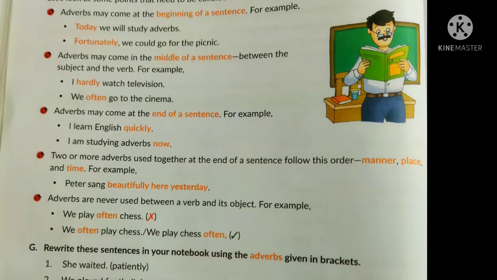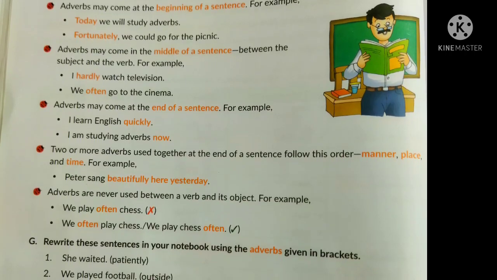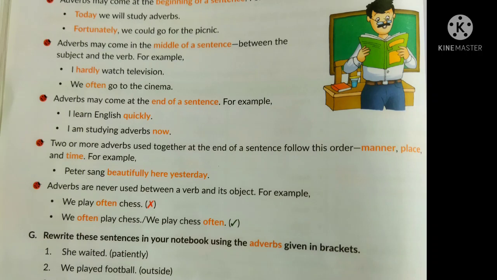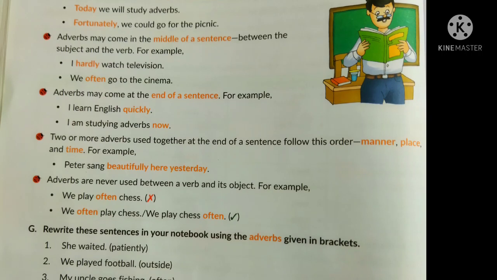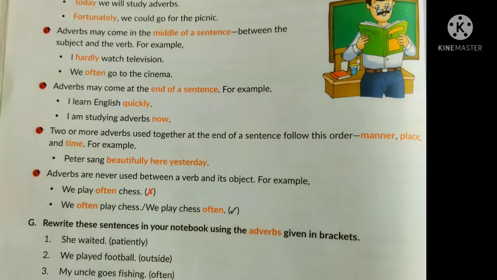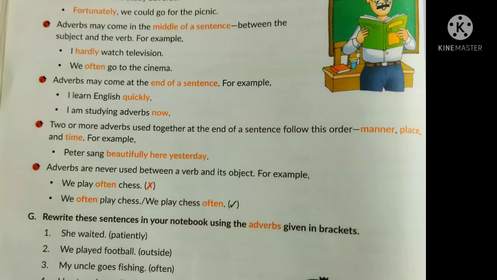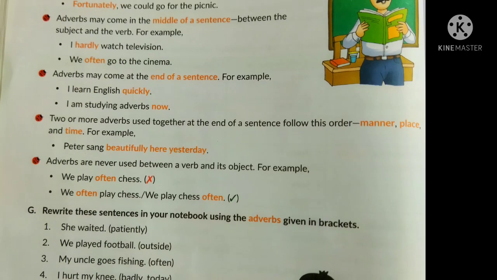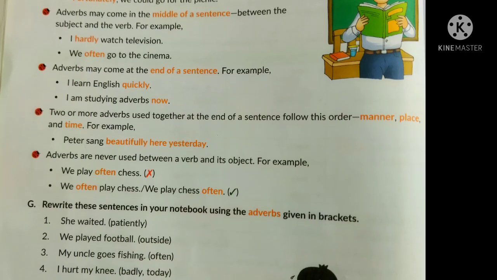Adverbs may come in the middle of a sentence, between the subject and the verb. The third point to be noted is that adverbs may come at the end of a sentence. Even when more adverbs are used together at the end of a sentence, they follow this order: manner first, then place and time. Another rule to be followed is that adverbs are never used between a verb and its object. With the help of these points, you can put the adverbs at the correct place.